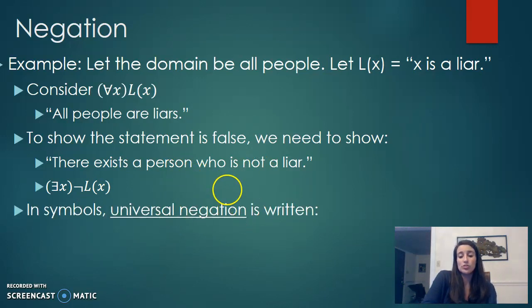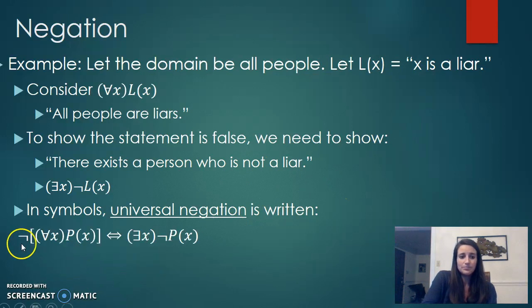In symbols, universal negation is written when you want to negate the quantified statement of the form for all x p of x. It is logically equivalent to the quantified statement there exists x such that not p of x. So this negation symbol negates the quantifier, so that for all x becomes there exists x, and the negation also distributes to the predicate. So both things change when you negate the quantified statement.